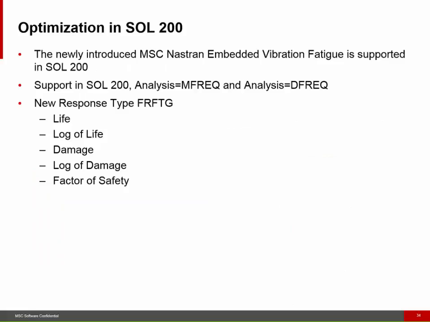And as I already mentioned in the MSC Nastran embedded vibration fatigue, the results from those analyses can also be used in solution 200 in the analysis M-freak and D-freak. So the type of responses you can use is the life, of course, the log of life, damage, log of damage, and factor of safety. So those can be used either as an objective function or as a constraint in an optimization task.